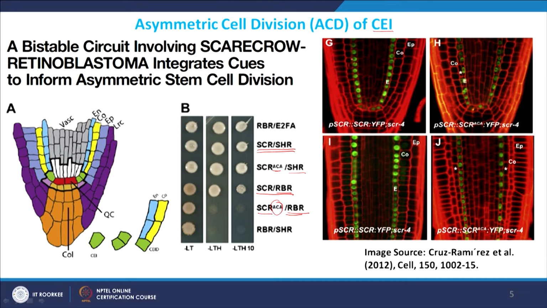But here, in these disrupted interaction mutants, this is more clear on the upper side. This is wild type, or equivalent to wild type, and you have only one cortex and only one endodermis. But when you mutate these residues, when you disrupt this interaction between SCR and RBR, you can see that between cortex and endodermis there is an extra layer. So, this tells that this interaction between SCR and RBR is very important in regulating cell division pattern.